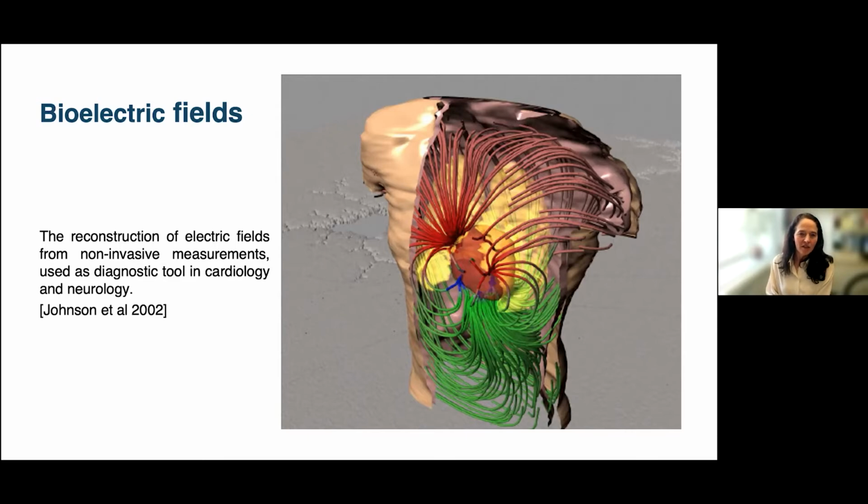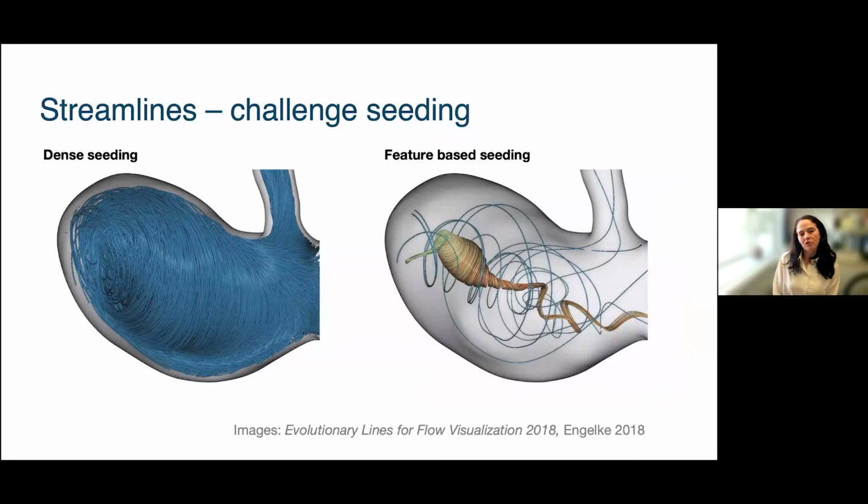The main challenge when using streamlines for visualization is the challenge of seeding. This is very similar to what Anna said in her talk about DTI. So if you do it in a naive way and you show everything, like here in the left picture, this is again a flow through an aneurysm, a blood flow, you basically don't see much. There are a lot of lines, maybe spaghetti.